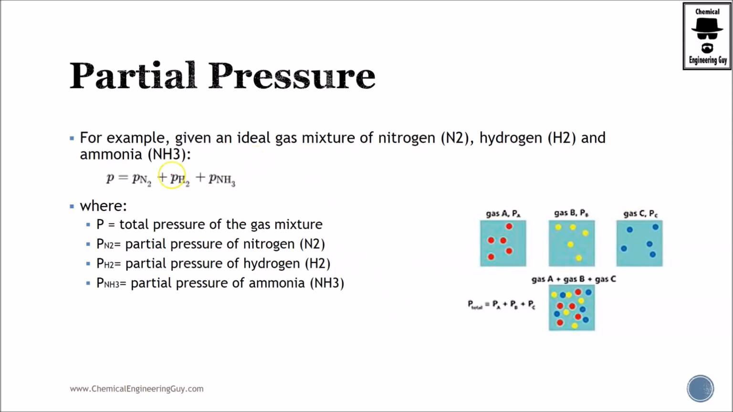Here's a quick example: nitrogen, hydrogen, and ammonia, the Haber process. The total pressure will be the sum of the individual pressures, and you can always solve for a given one. So let's say you are interested in the partial pressure of nitrogen. Well, you know that the total minus the addition of the nitrogen and the hydrogen will give you the partial pressure of ammonia. You can do this for any single component, as long as you know all the remaining variables.